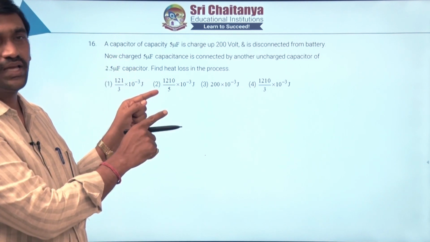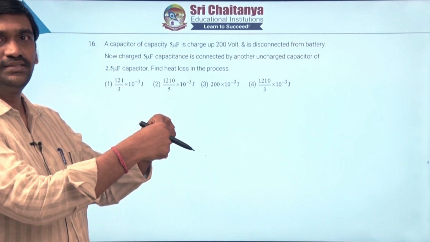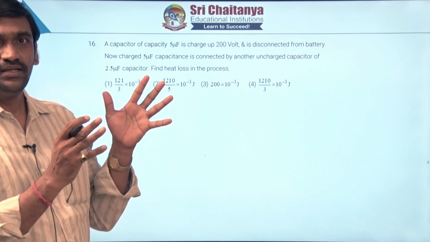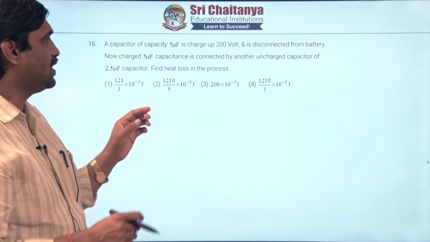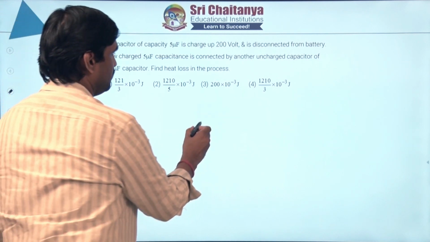Now the charged capacitor is disconnected from the battery and connected across the uncharged capacitor. Then they are asking to find the energy released in this process. What is the energy released by the connecting wires? Here there is a formula for it.